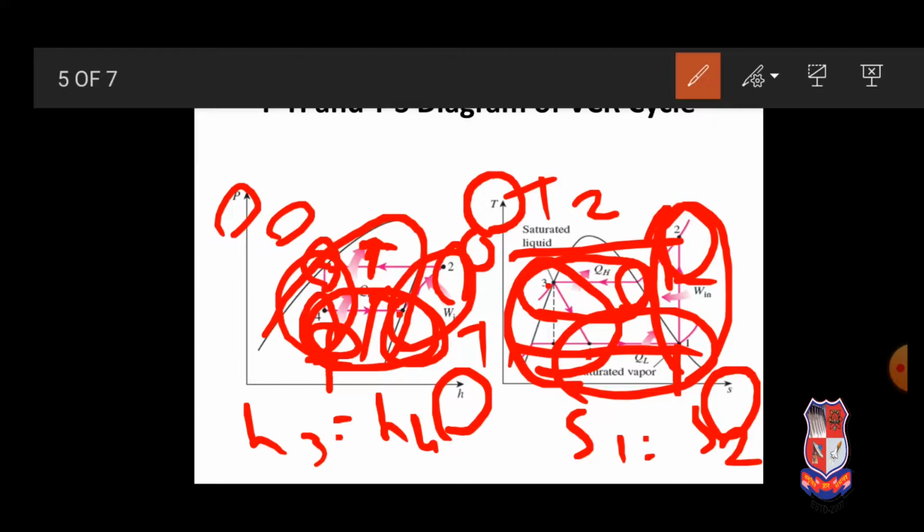And then the last one is 4 to 1, which is your evaporator, or we can say the heat absorption process, or vaporizing process. During this process, phase change is possible, the wet refrigerant is converted into saturated vapor. At that time temperature remains constant, and during this process we are absorbing heat from the cooling space. So at that time entropy is increasing from S4 to S1.